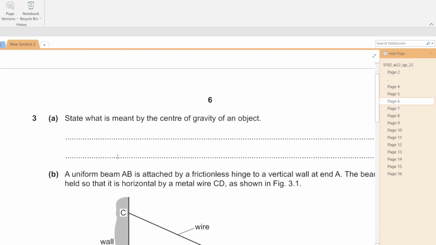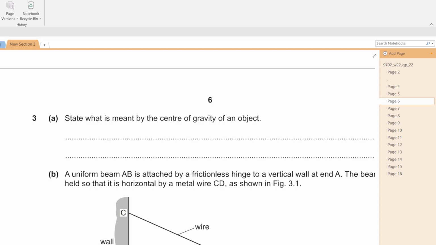Now I am at question 3. At part A, state what is meant by center of gravity of an object. Center of gravity of a body is the point through which its weight acts.